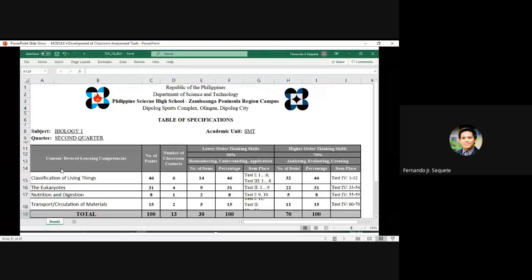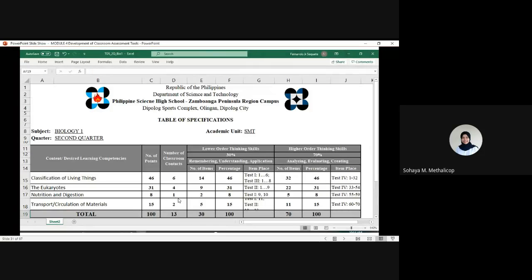Okay. So I have here 4 topics. For the second quarter, I have classification of living things, the eukaryotes, nutrition and digestion, transport, circulation of materials. And then I have here number of classroom contacts. So meaning to say, yung una kong sinusulat, ang pinakaunang fill out ko is ang number of classroom contacts. Sa apat na topics ko, saan dyan ang may pinakamataas na number of classroom contacts?